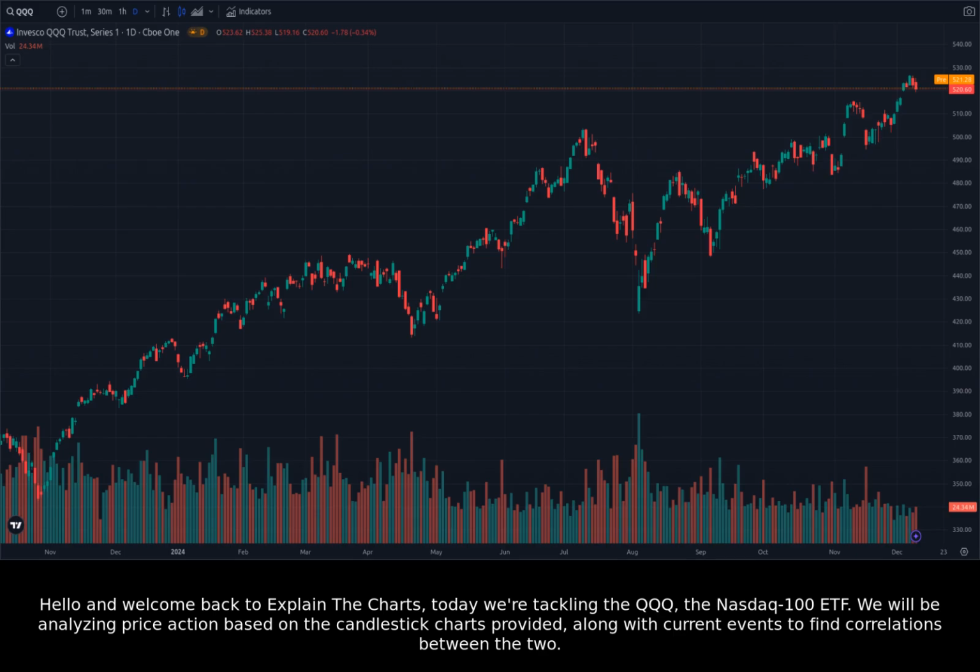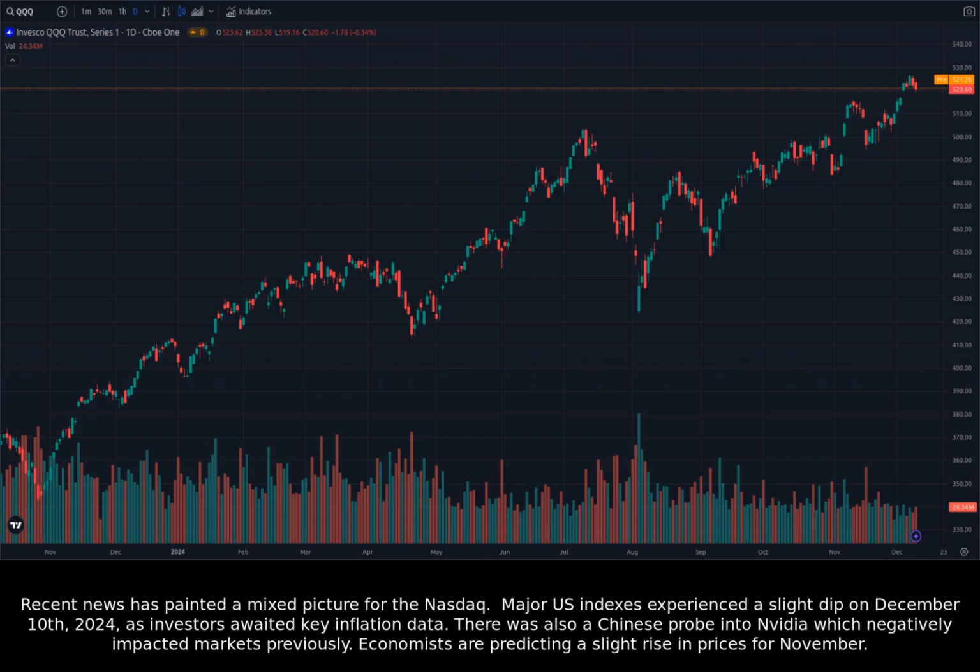Today we're tackling the QQQ, the Nasdaq 100 ETF. We will be analyzing price action based on the candlestick charts provided, along with current events to find correlations between the two. Recent news has painted a mixed picture for the Nasdaq.